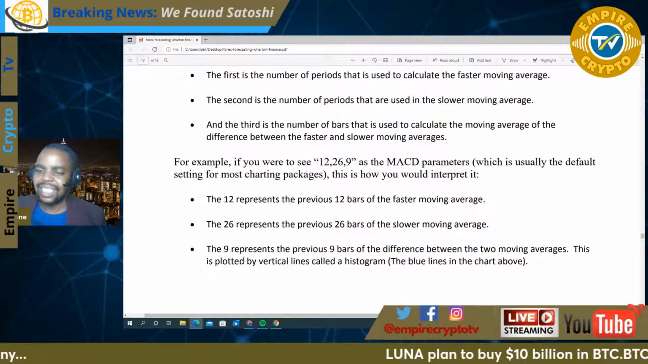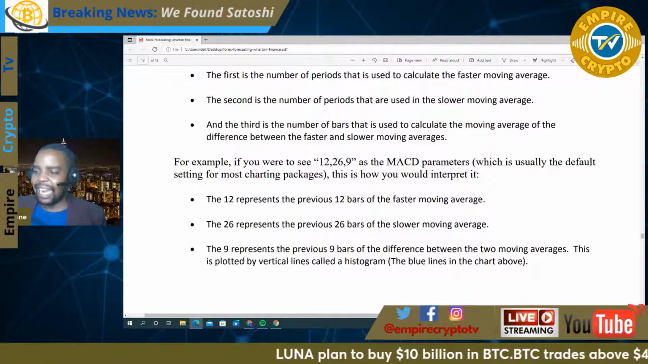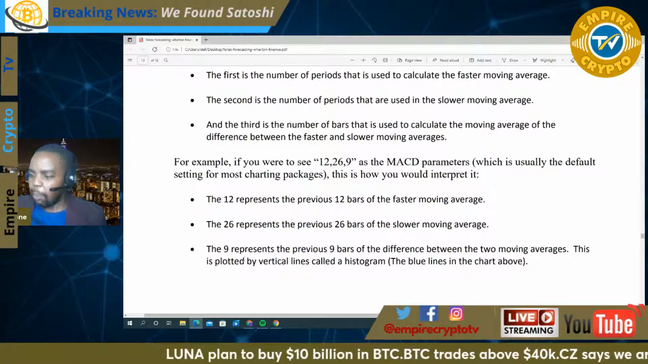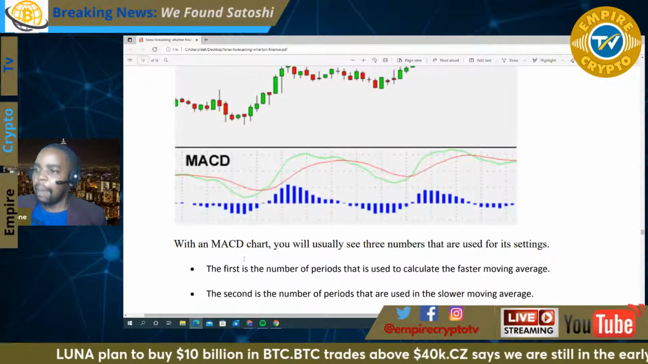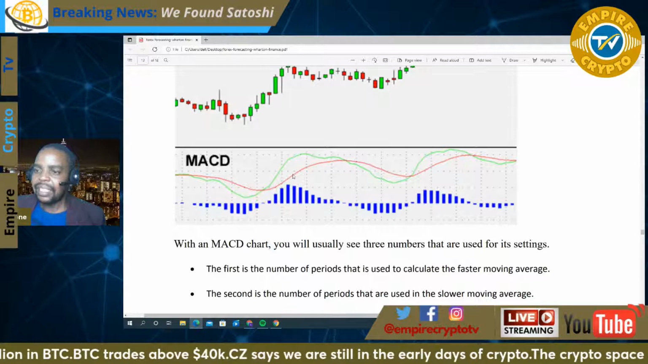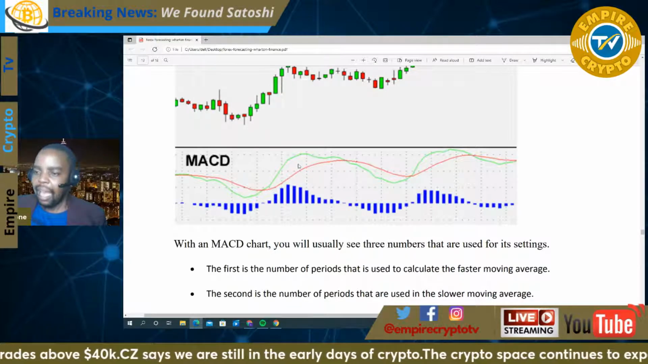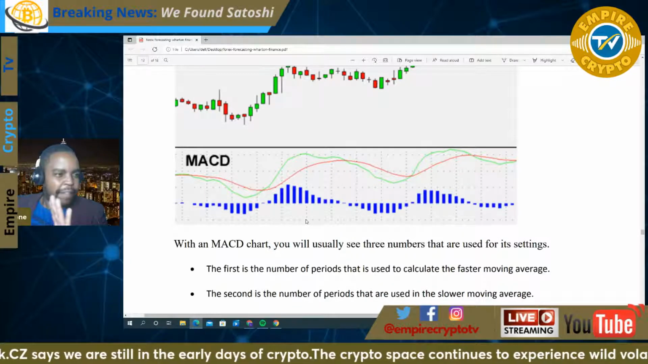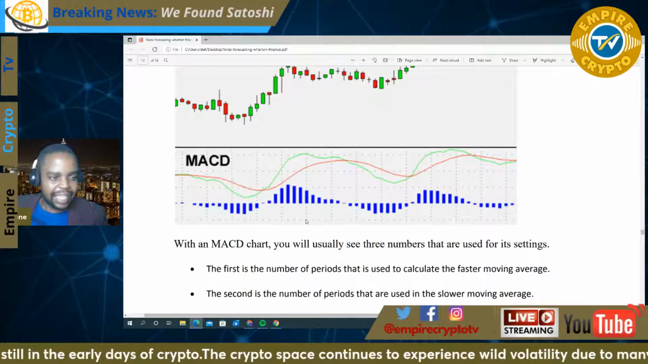This is plotted as vertical lines called the histogram, the blue lines in the chart above. This is the histogram. Then these are the two moving averages. Very simple to follow indicator.